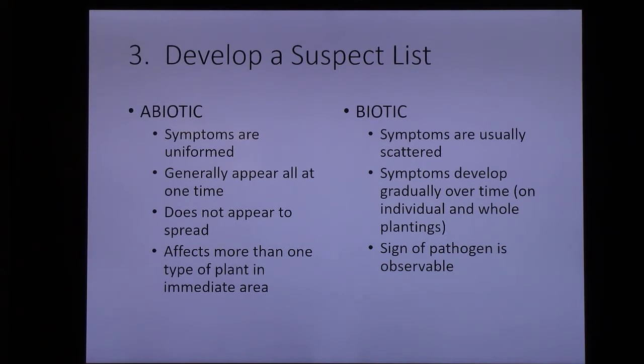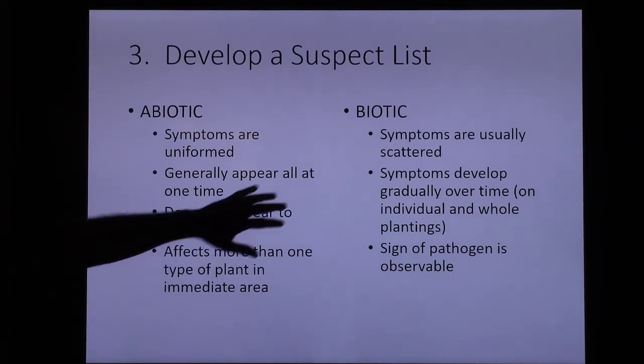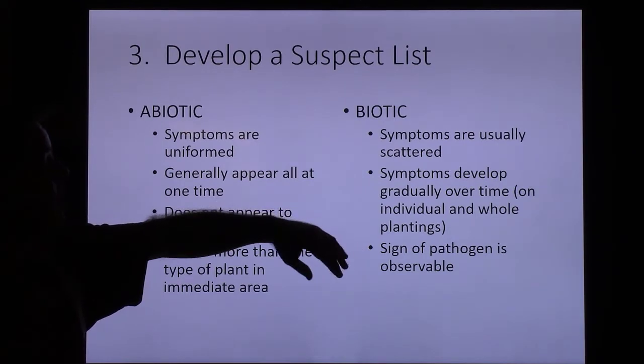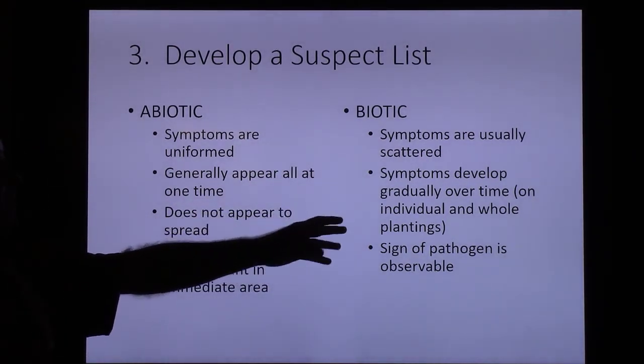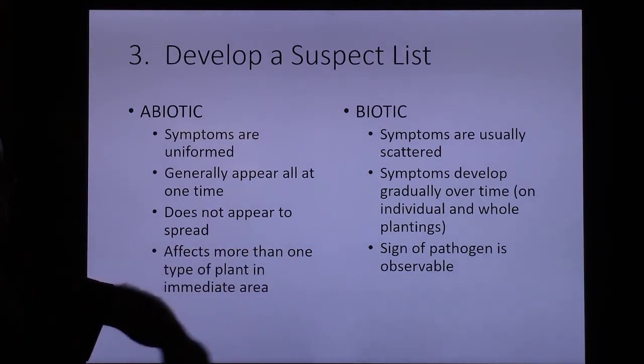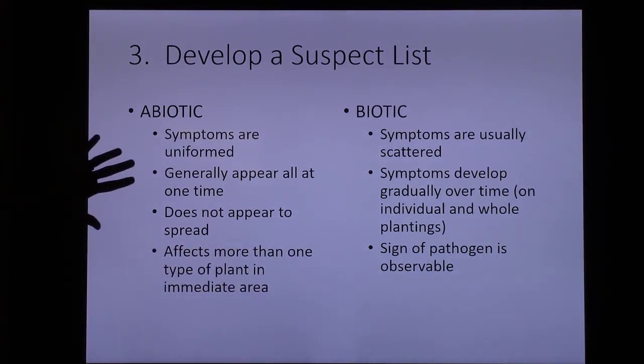And as we develop our suspect list, we've got to remember, we've talked a lot about those biotic pathogens. Usually with the biotic, those symptoms are usually scattered. They develop gradually over time, and the sign of the pathogen is sometimes observed. Whereas we've got those abiotic factors, that's our environmental factors, whether it be our soil condition, too much or not enough water, maybe our air quality, our temperature. Usually those symptoms are uniform. You're going to see the same symptom over many plants within that community. And it's generally all going to appear at one time.